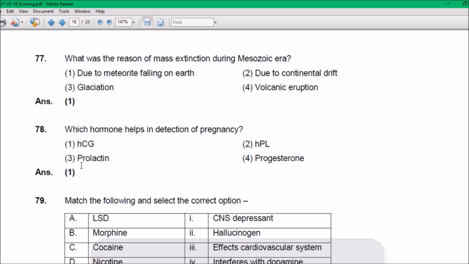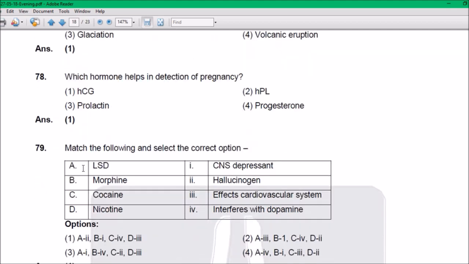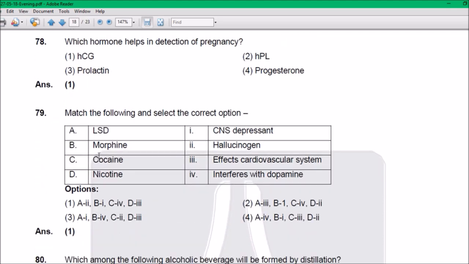Ab dekh sakte hain kitne sare 1 hain. Bhai, agar kisi ko cutoff nikalna hoga, to agar 1-1 karke aage hoga, tab bhi to cutoff nikal dega. Chaliye, koi baat nahi, wo to uska luck hai.